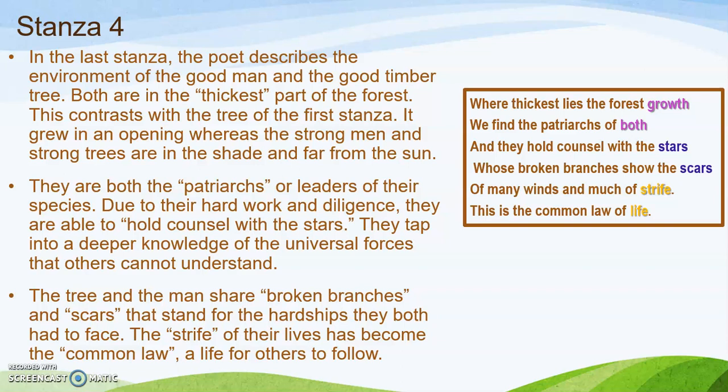So he's saying in the last stanza, the poet describes the environment of good man and good timber. Both are in the thickest part of the forest. This contrasts the tree of the first stanza. It is growing in the open, whereas strong men and strong trees are in shade and far from the sun. So the tree in the open, when you look at stanza number one, you feel that maybe it's good to be out in the plain and having all the sun and water to yourself. But then he compares it to a tree who is living in the thickest part of the forest, and he has to fight for everything.